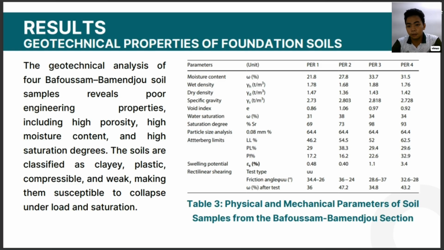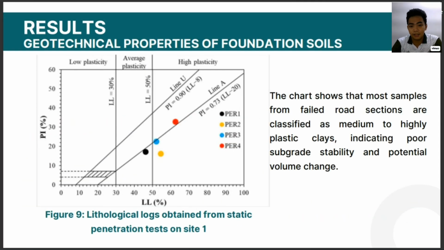Figure 9 presents a Casagrande plasticity chart used to classify the soil samples based on their Atterberg limits. The chart shows that all samples from the failed road sections are classified as medium to high plastic clays, indicating high potential for volume change when wet, leading to swelling, shrinkage, and loss of shear strength. This high plasticity also affects subgrade stability, a critical factor in road failures, indicating foundation soils are not suitable for road construction without proper stabilization.